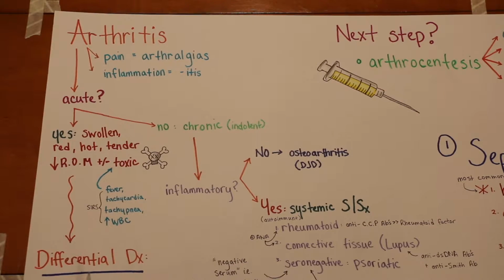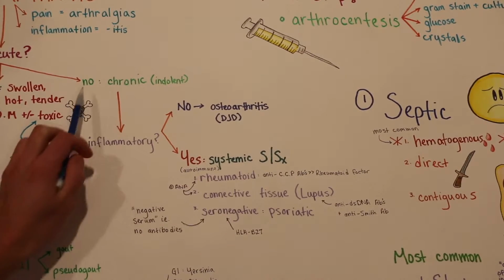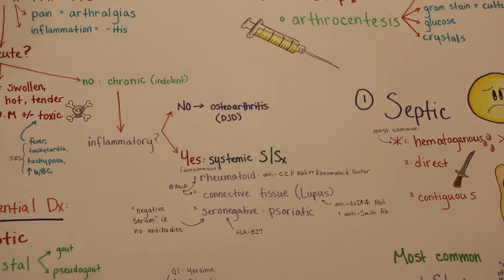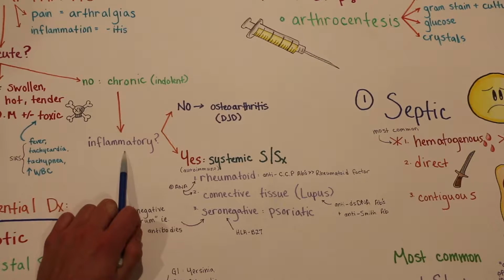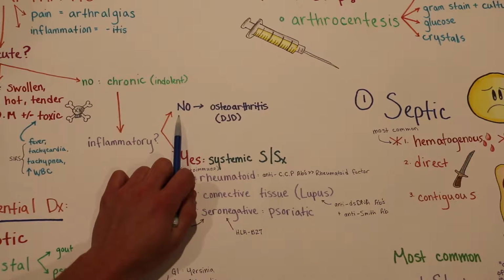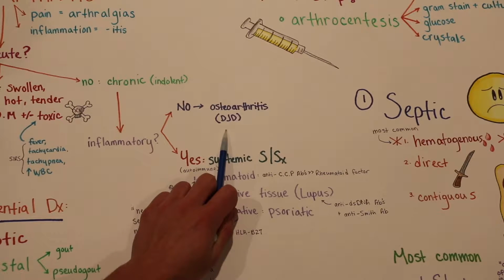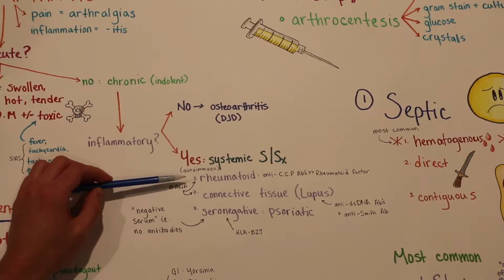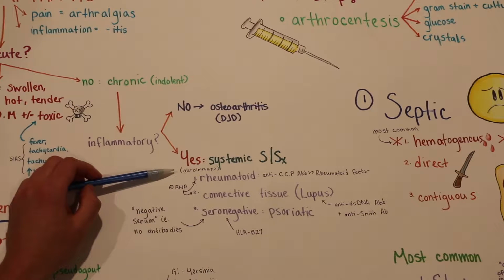On the other hand, if the onset is a little more indolent or insidious, you'll end up on this side of the algorithm, the chronic arthritises. Next, you need to ask if it is inflammatory or not. If it is not an inflammatory chronic arthritis, it's likely osteoarthritis or degenerative joint disease. On the other hand, if it is inflammatory, then you need to look at the number of joints involved. Typically, an inflammatory chronic arthritis involves multiple joints, either oligoarthritis or polyarticular arthritises.